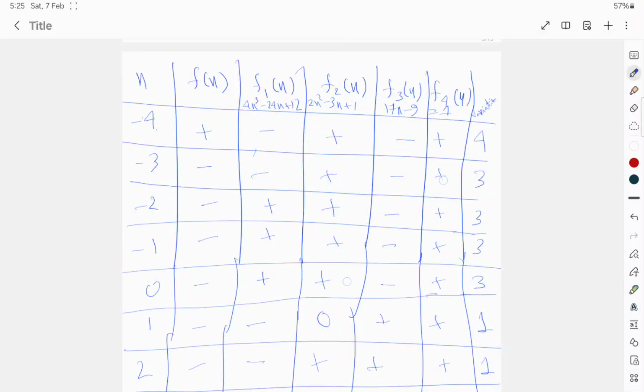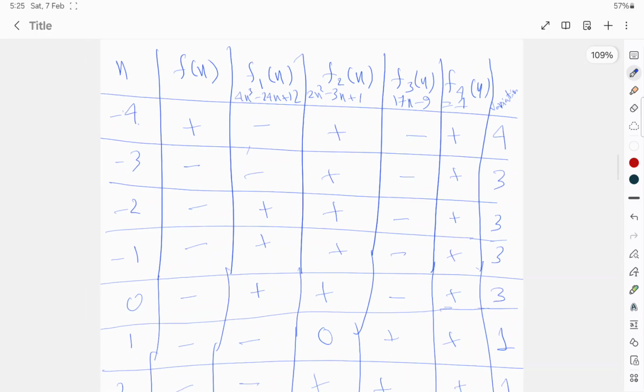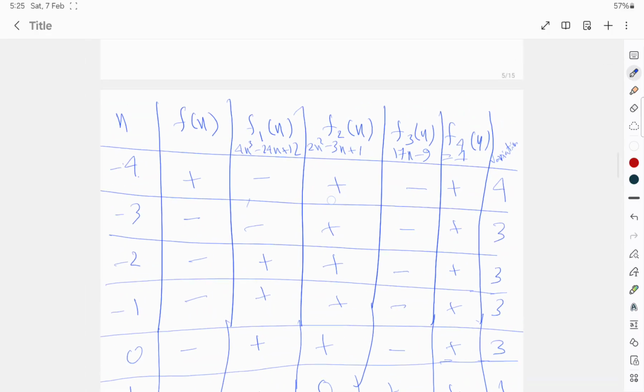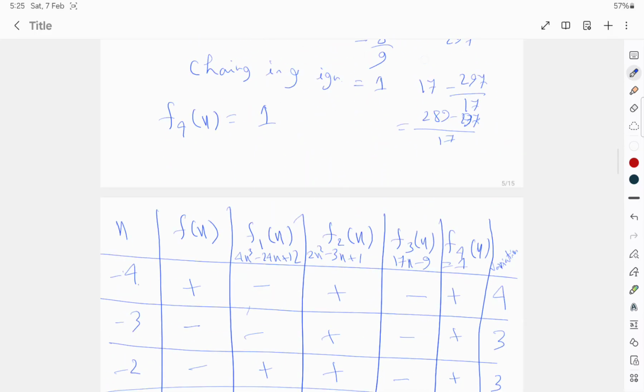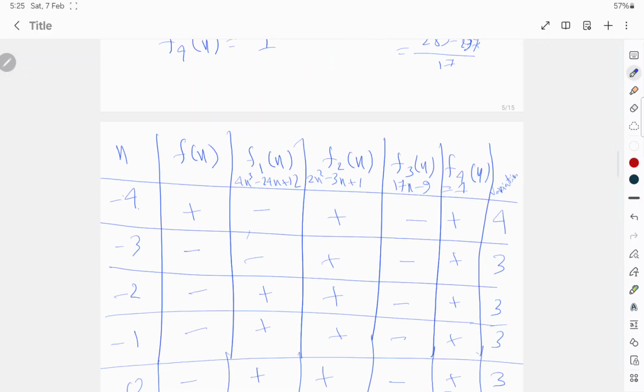Now I have completed the rest of the part. So what you have to do is just check the sign. You see I have made a table where I have written what my f(x) is. You can write this for your reference, then f1(x), f2(x), f3(x), f4(x), like that. And then you have some variation, that is, how many sign changes, or you can write sign variation.